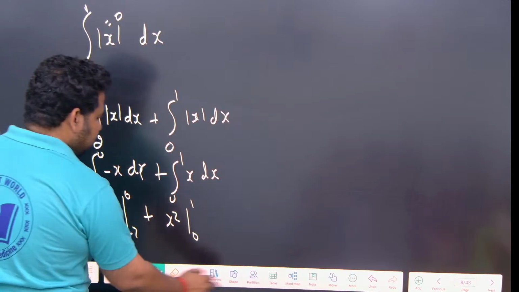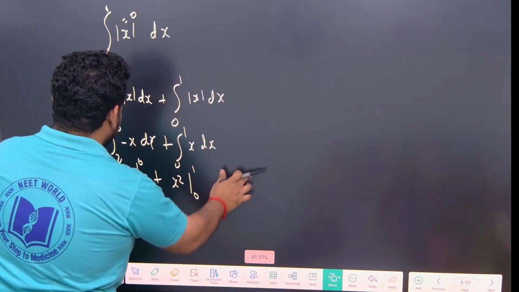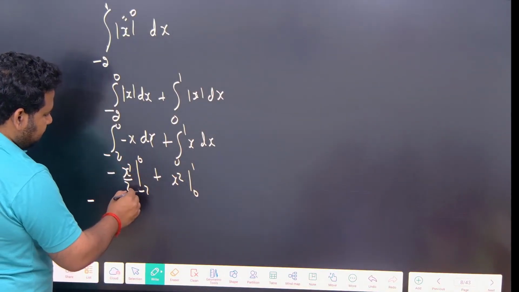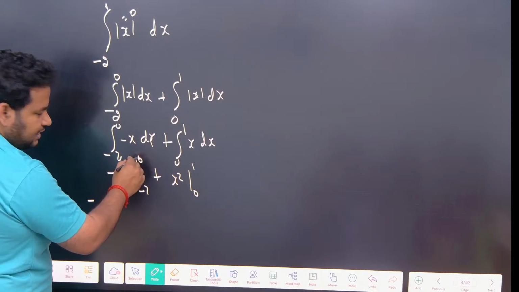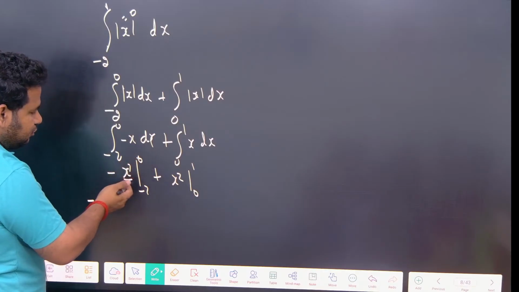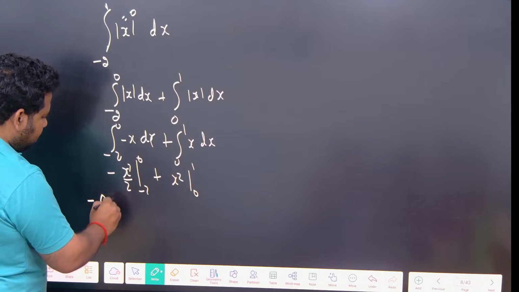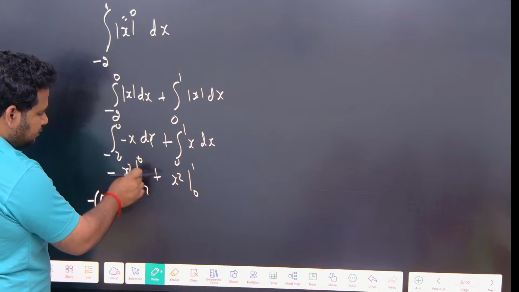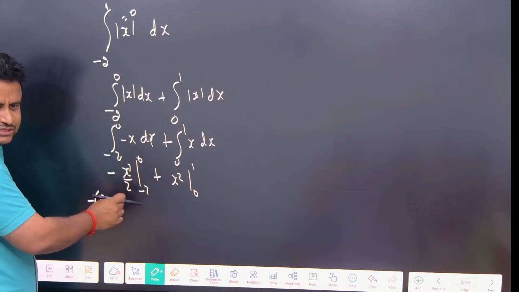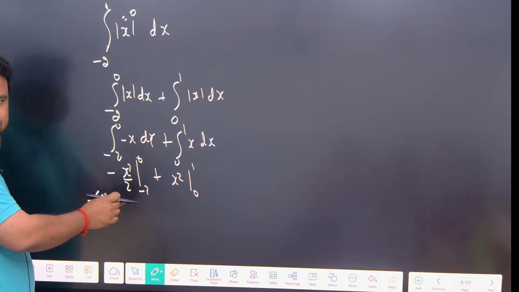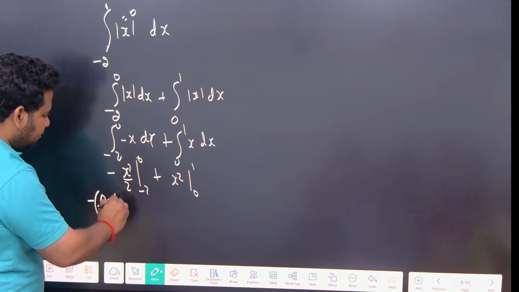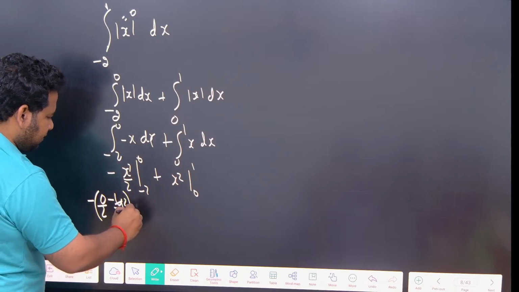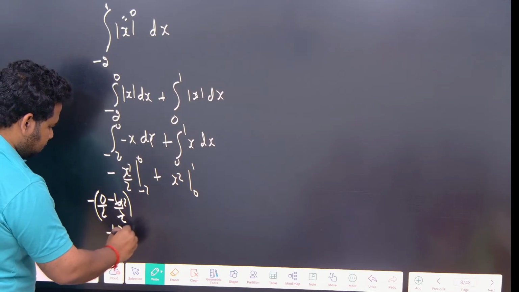Now, let us apply the limits, upper limit and lower limit. Minus will be outside. The upper limit is 0, so 0 by 2, minus, for the lower limit x is minus 2, minus 2 whole square is 4, so 4 by 2, which is 2. Minus into minus becomes plus 2.